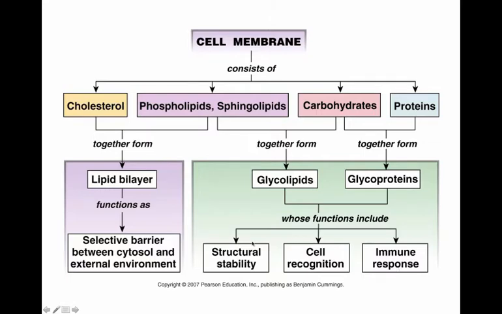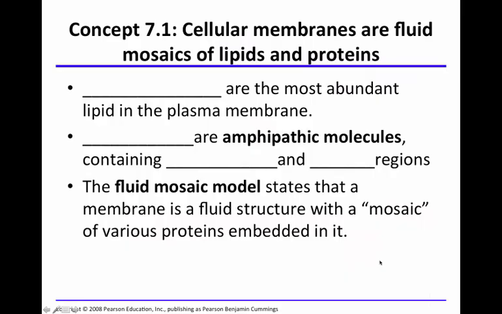And in this series of lectures, we will talk about the membrane and its function as a selective barrier. We've talked about in the previous chapter its function in structural stability. And in this chapter, we'll talk about its function in cell recognition and briefly mention its function in immune responses. Cellular membranes are fluid mosaics of lipids and proteins.